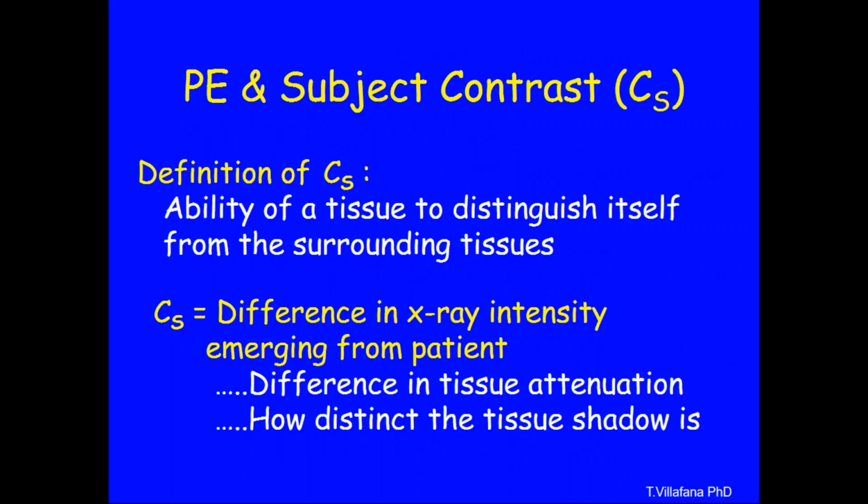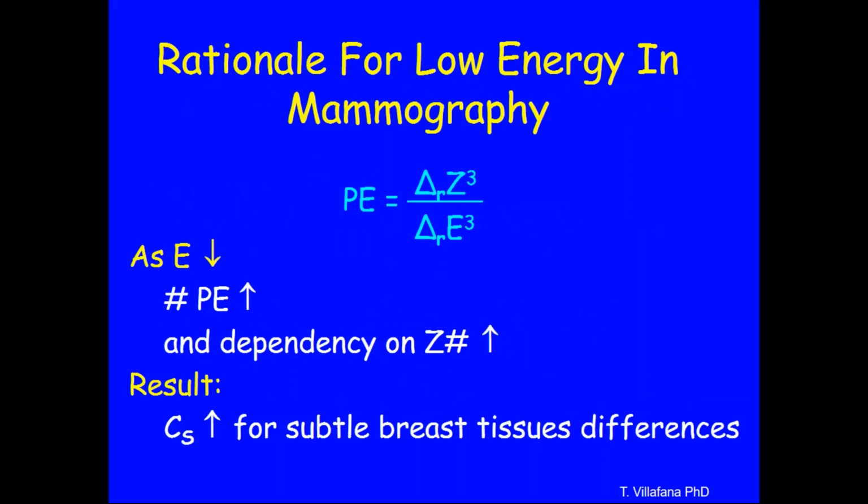It's just the ability of tissues to distinguish itself from the surrounding tissues, and that difference depends on the X-ray intensity emerging from the patient in the shadow of the various tissues. So again, you have that Z cubed over E cubed, and now we just want to make sure you understand why in mammography we go to low energies.